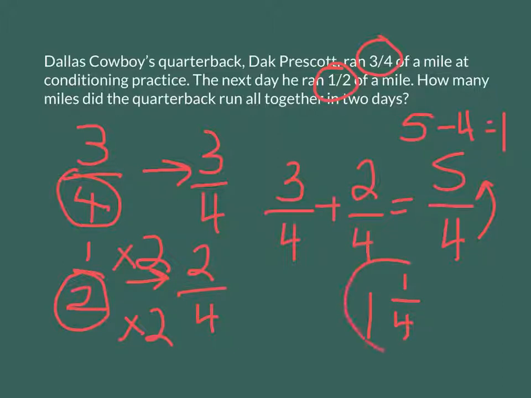A number that looks like this is called a mixed number, and it happens when the number on the top is bigger than the denominator. Now that we've solved this problem, we know that Dak Prescott ran 5/4 or 1 1/4 miles altogether in 2 days. Both of these answers are right. They're just written in a different way.